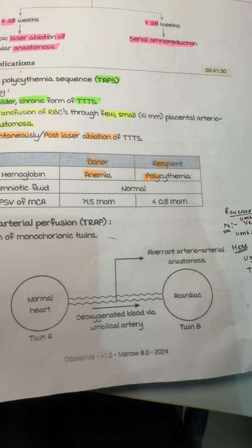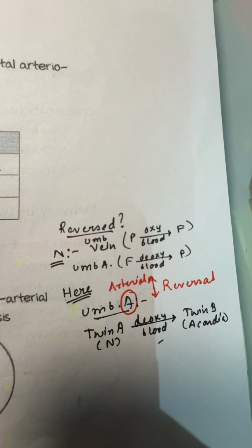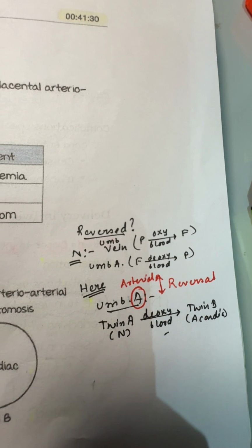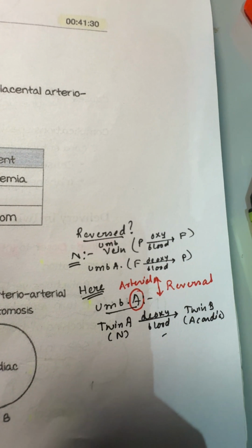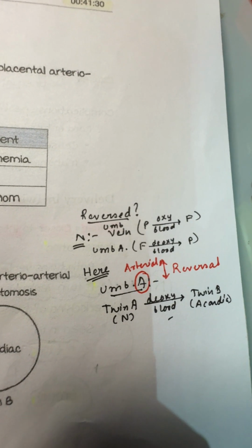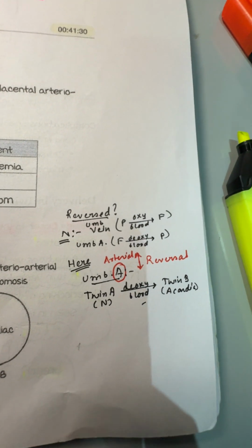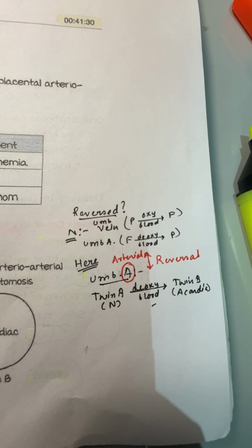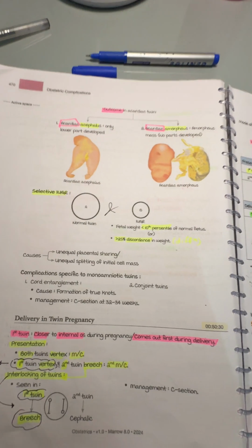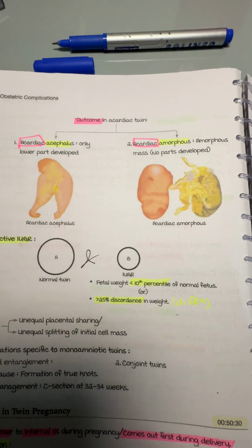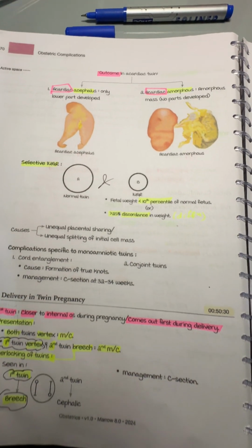Here what happens is, normally the umbilical vein carries the oxygenated blood to the fetus, and the umbilical artery brings the deoxygenated blood back to the placenta. But here there is a reversal. The umbilical artery, instead of going to the placenta, goes into the donor or the acardiac twin, in which deoxygenated blood is pumped. As a result, either only the lower part of the baby develops, or an amorphous mass is formed which is expelled outwards.